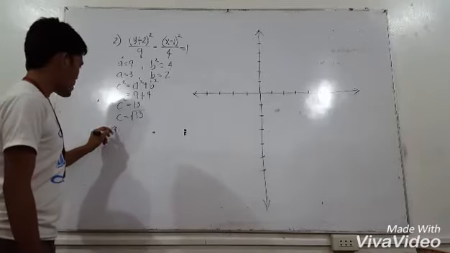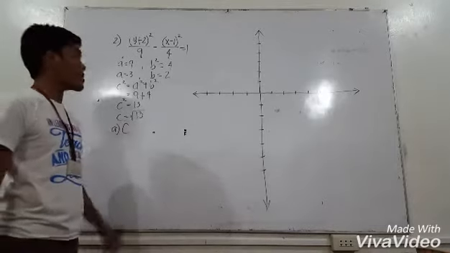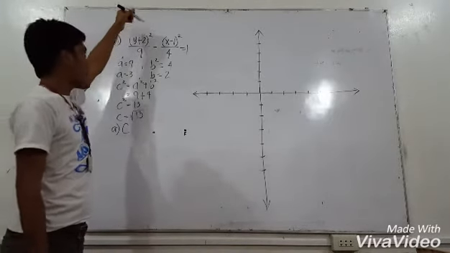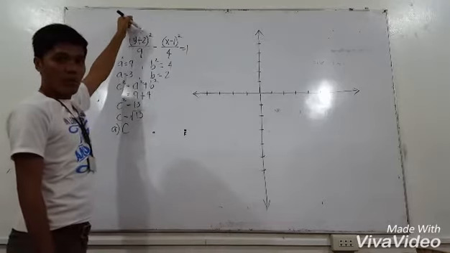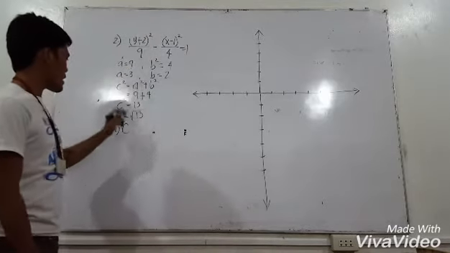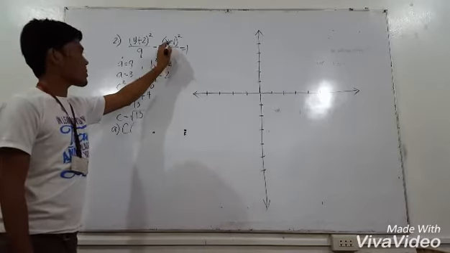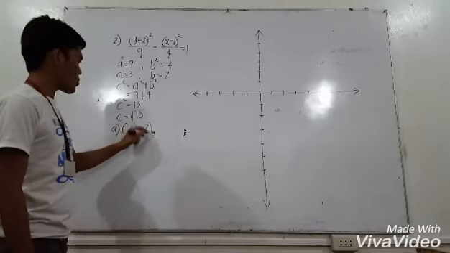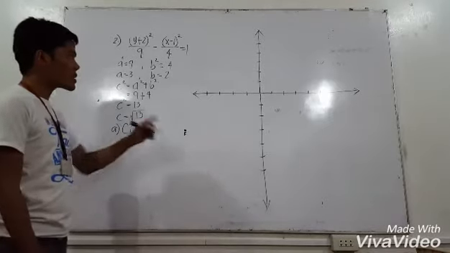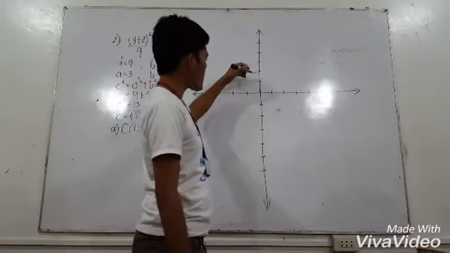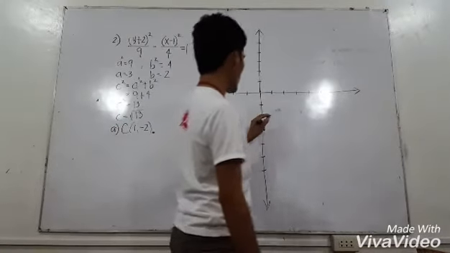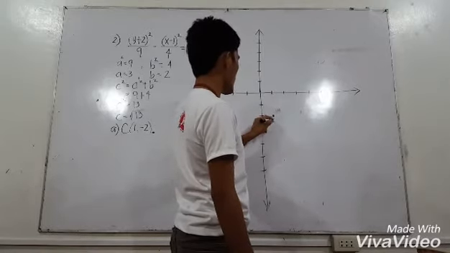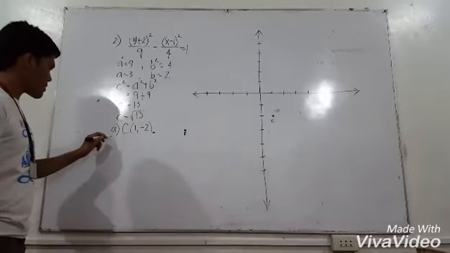So we now have the following properties. We start with the center. The center here, take note class, this 2 is not h. Since it goes with y, therefore this will be our k. Our center will be at, from x minus h, we have 1, and from here we have negative 2. So center at (1, negative 2). So we plot (1, negative 2) here in the Cartesian plane. So this is the center of the hyperbola.